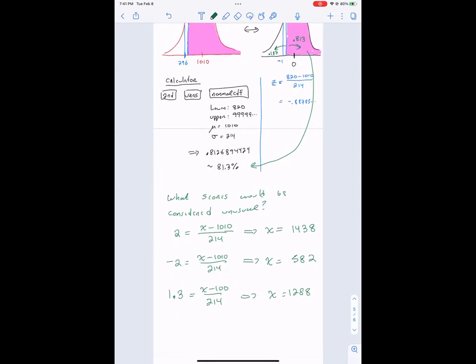Professor, I have a question. In this case, when solving for both the positive and -2, we got the 1438 and the 582. So what would we do? You're done. Those are the cutoffs. Anything above 1438, anything below 582, is unusual. Done. So both scores are unusual because they're past two. Those are the cutoffs. Anything past those scores is unusual. Oh, yes. Cool. Right? Anything past this or past that, those are now unusual scores.